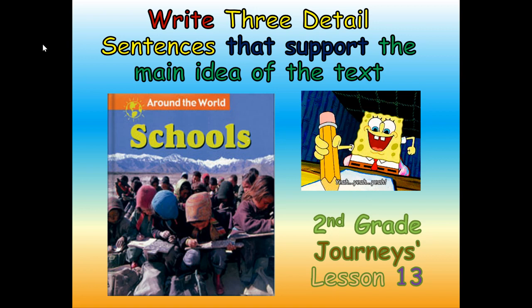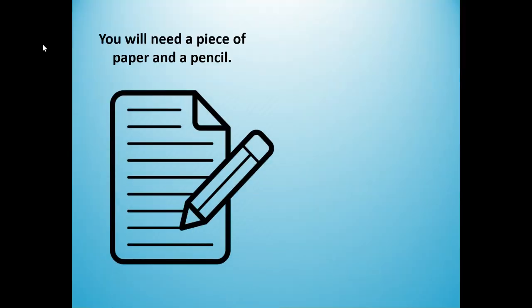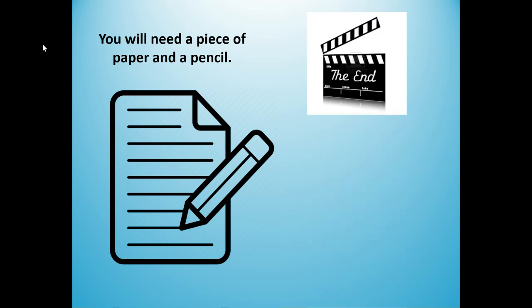Today, this lesson is going to focus on writing 3 detailed sentences that support the main idea of the text. So, you are going to write 3 detailed sentences about schools around the world. And this is from second grade Journeys, lesson 13. So, for this lesson, you will need a piece of paper and a pencil.